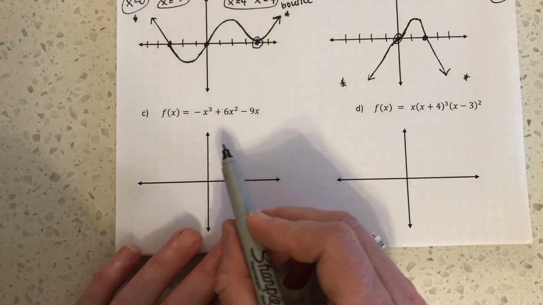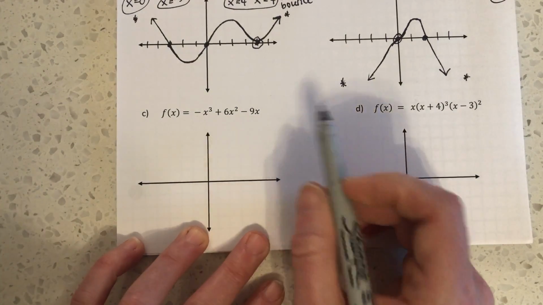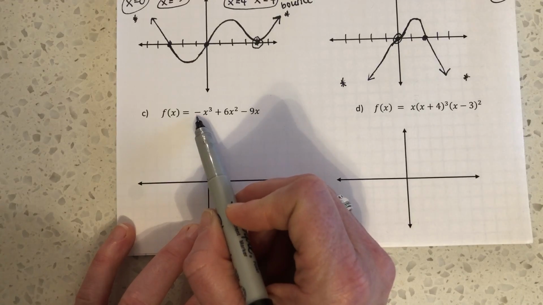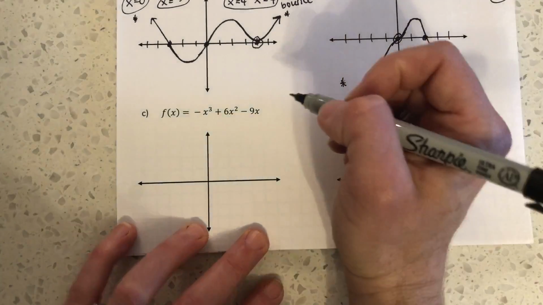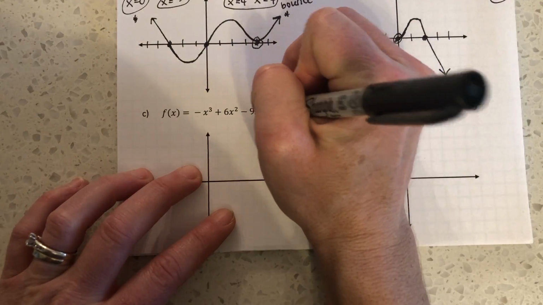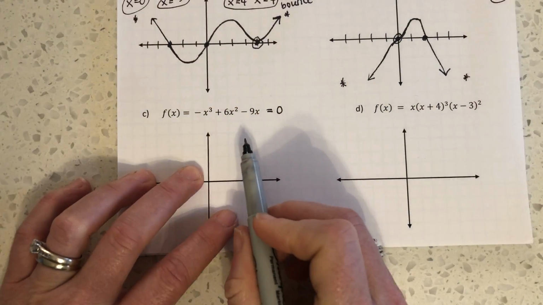All right, so let's graph this one. So if I want to graph this polynomial, well, again, I can already notice it's a degree 3 with a leading coefficient that is negative. So I already can kind of think about what its end behavior is going to be. All right, so let's set it equal to 0. It's not factored, so we're going to have to factor it.